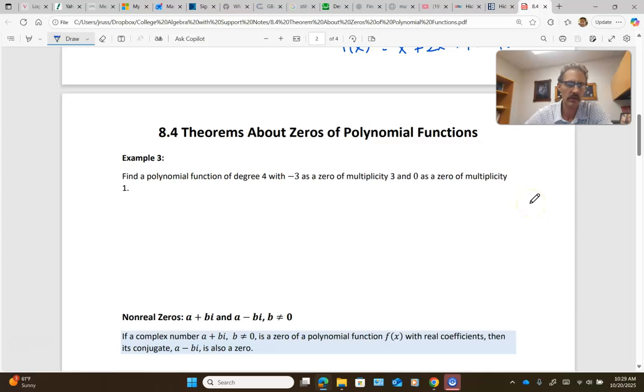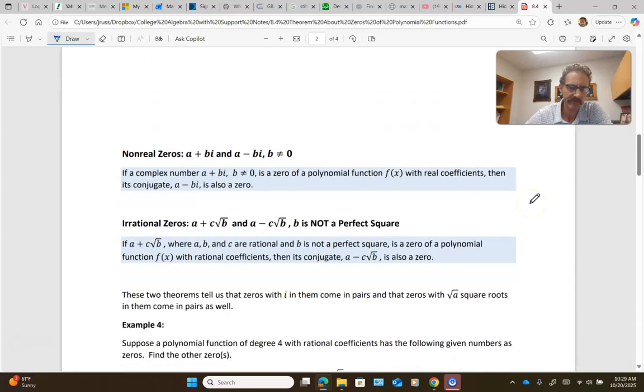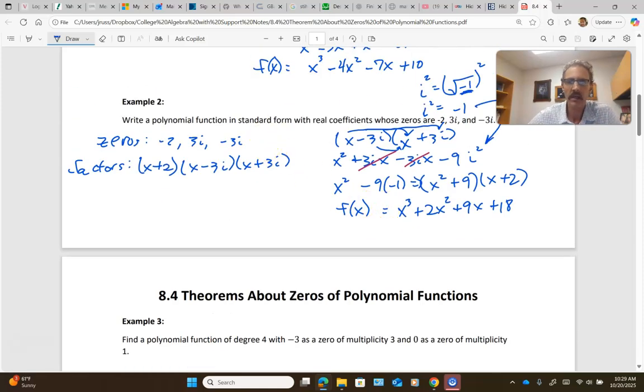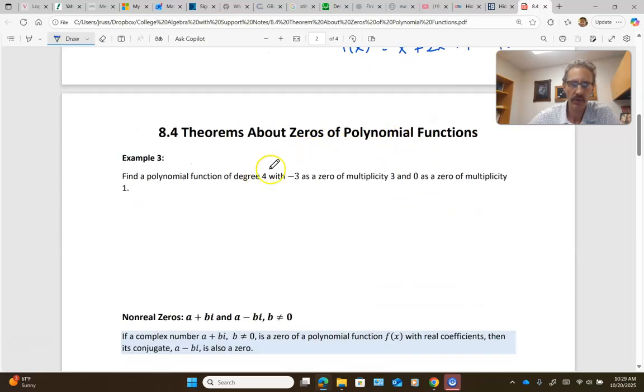Alright, let's definitely do example 3. This is the same question. It says we want to find a polynomial of degree 4, and then it tells us what the zeros are. But it actually tells us what the multiplicities of these zeros are. So in the previous example, we just assumed that the multiplicities were all 1. But in this case, we're going to have -3 as a zero, but it has multiplicity of 3.